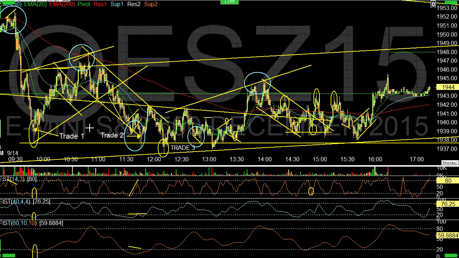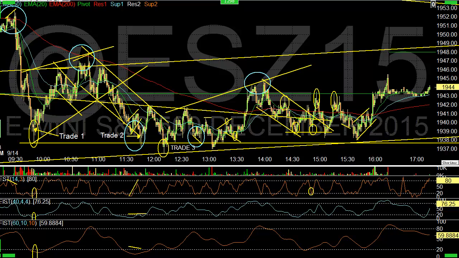This is actually today's ES mini chart. We traded this today. We focus on this as our underlying index. We follow the S&P, but we follow the futures because we trade stocks, futures, and options, and this is our go-to vehicle for trading futures, the ES mini futures.